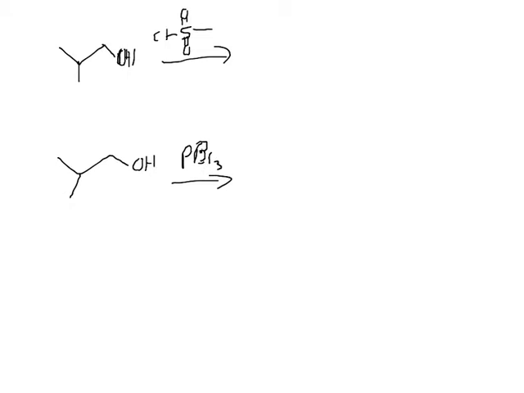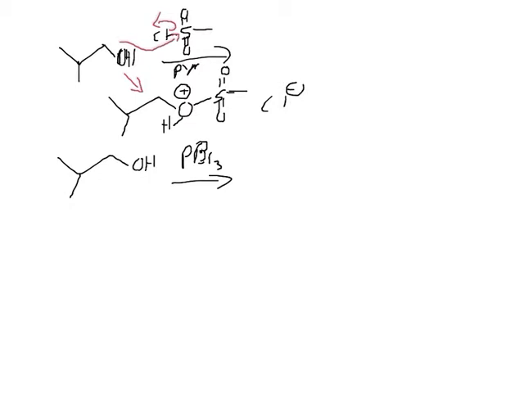All right, PBr3. So you attack, kick out the chloride. Pyridine's around, it's hanging out. Right, so this is the tosyl one. Oh gosh. Cl minus. Pyridine takes that H.